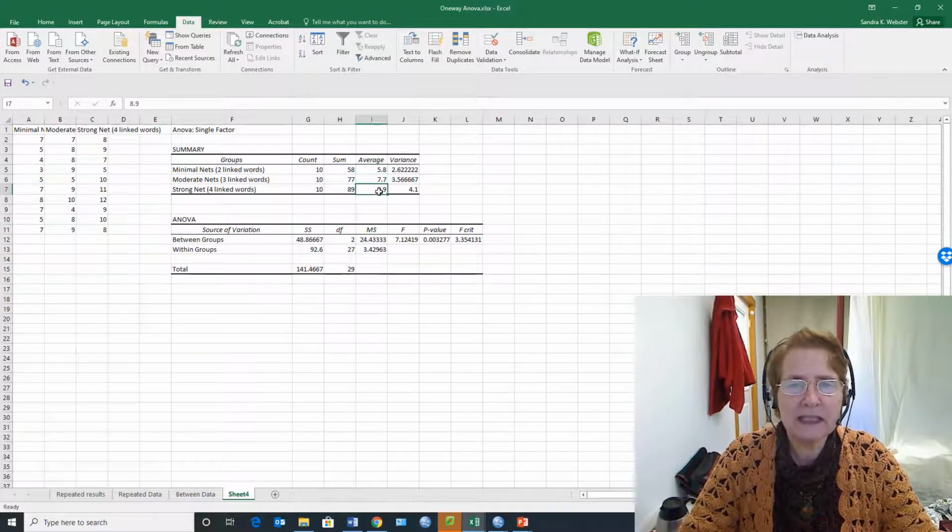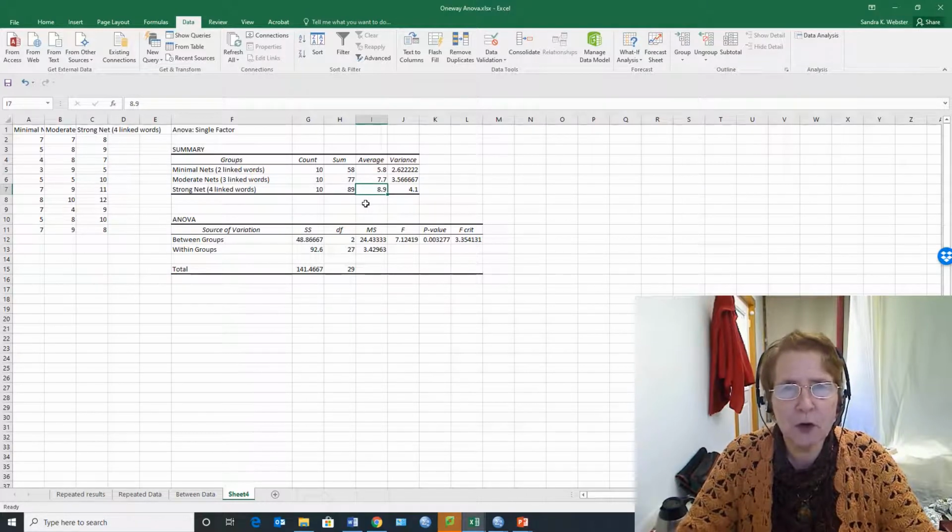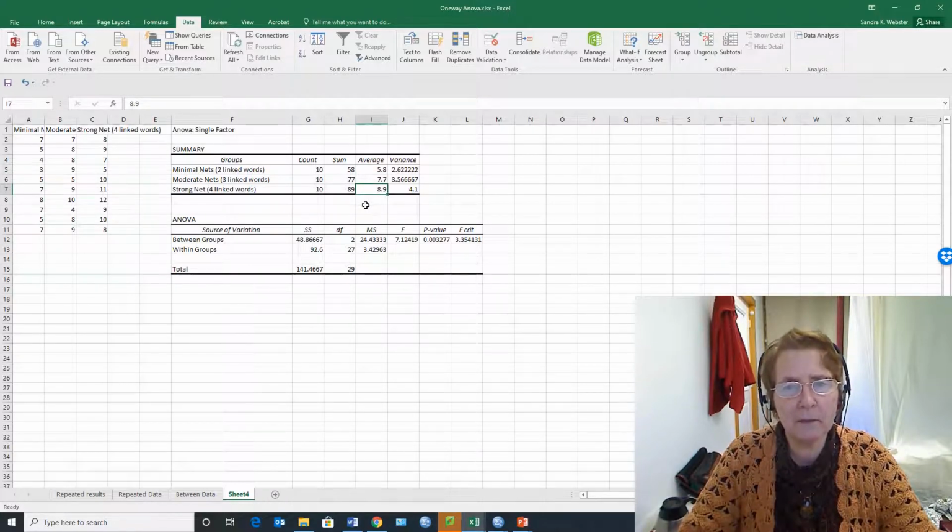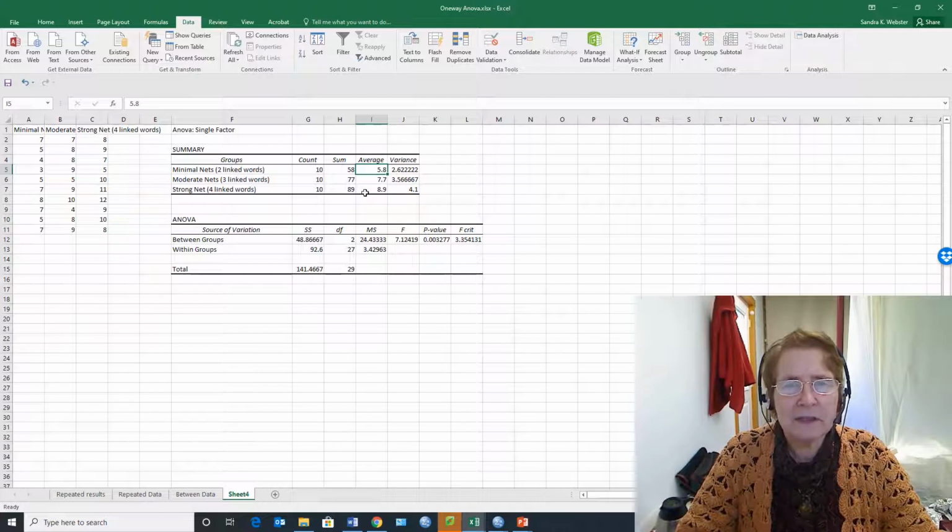So first of all, let's think about the hypothesis. The stronger the networking, the better the memory. The strong net did have the highest memory. That was 8.9 out of 12 words on average, 7.7 and 5.8. Are these differences sufficient to be statistically significant?